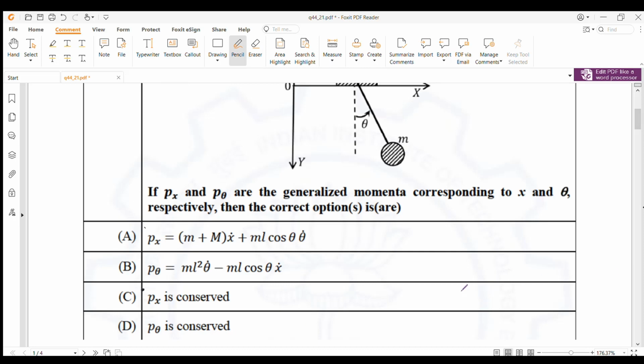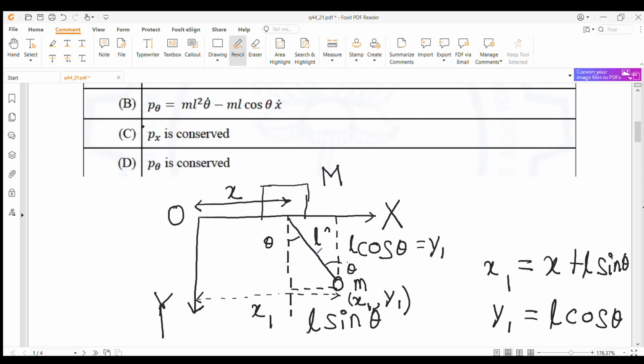Let's solve this question. The length of the string is small l and it is at an angle theta with respect to the vertical direction. In the Cartesian coordinate, the mass small m is at position x1, y1. Here x1 turns out to be x plus L sin theta and y1 turns out to be L cos theta, where x is the distance of mass capital M from the origin.